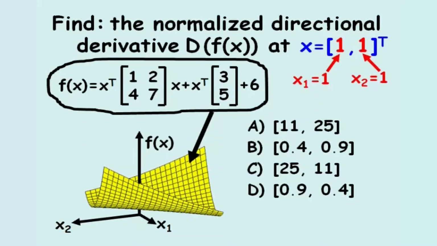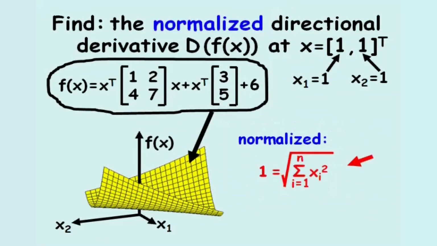The directional derivative, df of x, is the maximum gradient of the function f of x, which we'll evaluate at point x, where x1 equals 1 and x2 equals 1. The term normalized means the root sum squared of all terms in the vector x equals 1.